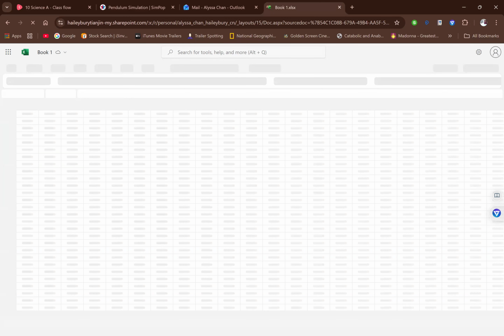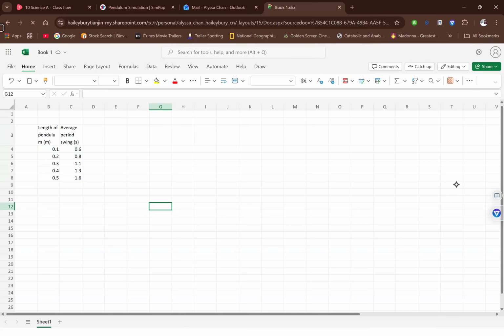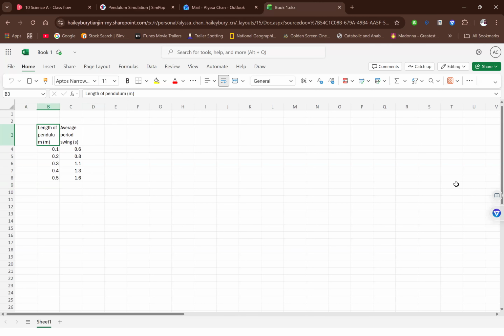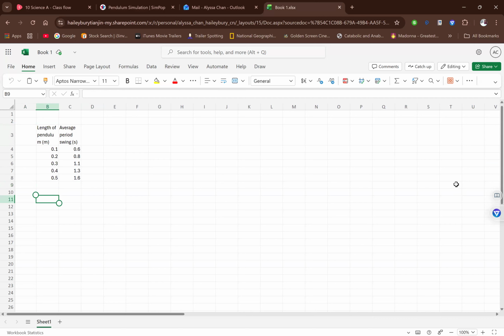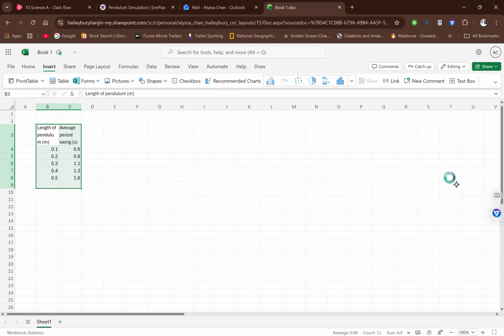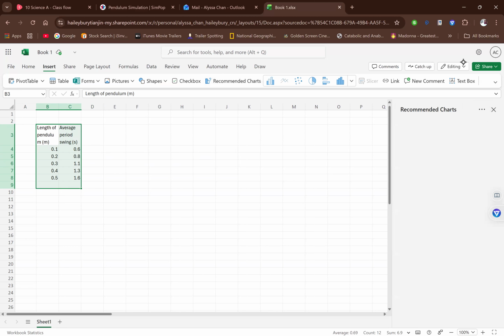So first thing you need to do, once you have your independent and dependent variables, the table has title and unit. Then after that, now you have to plot a graph using your data. So you have to highlight this one. Okay. Go into insert, go into recommended chart. So you look for a line graph. Go to recommended chart. So it will pop up here. You are looking for a line graph.